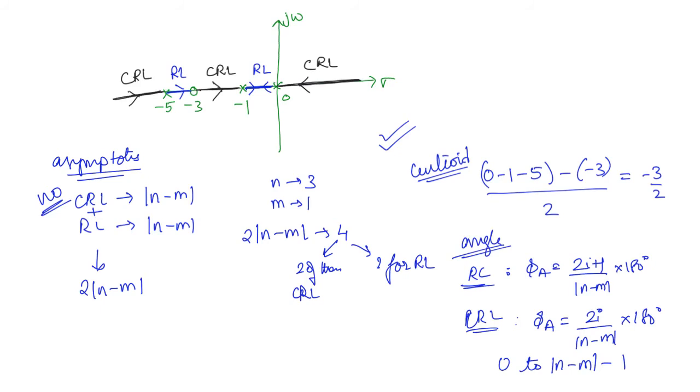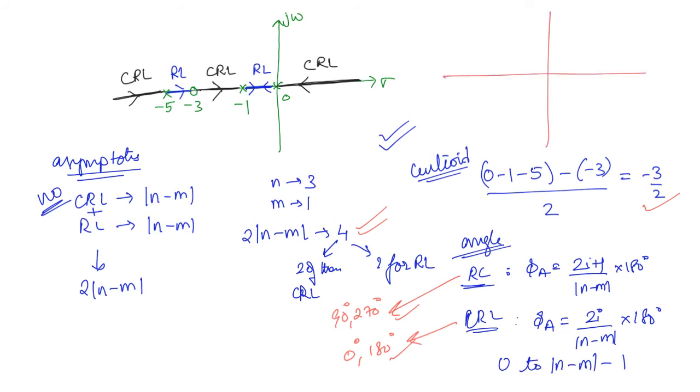Okay, so this is the angle of asymptotes. In our example, if you calculate this angle for the root locus, you will get 90 degrees and 270 degrees. And for the CRL, you will get 0 degrees and 180 degrees. This is for different values of i. So now we have the number of asymptotes, the centroid and also the angle of asymptotes. So the asymptotes will be converging at minus 3 by 2.